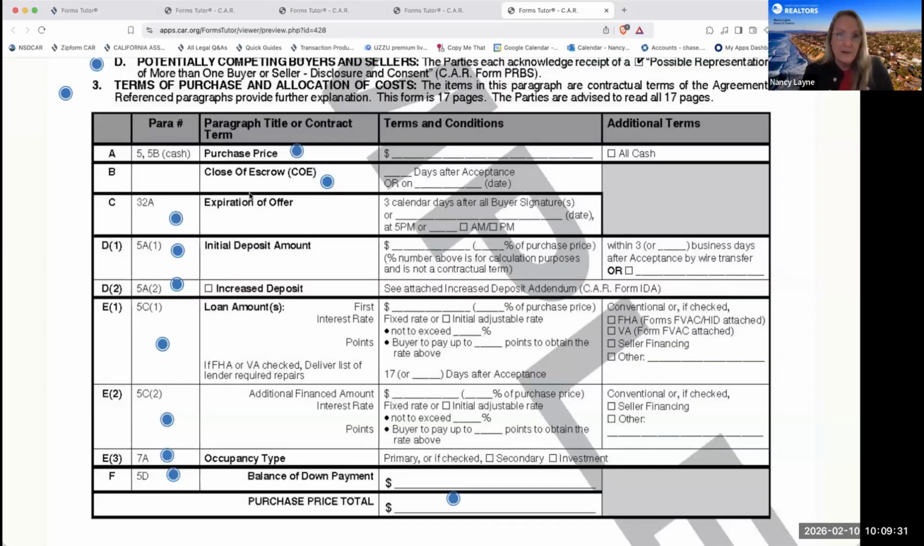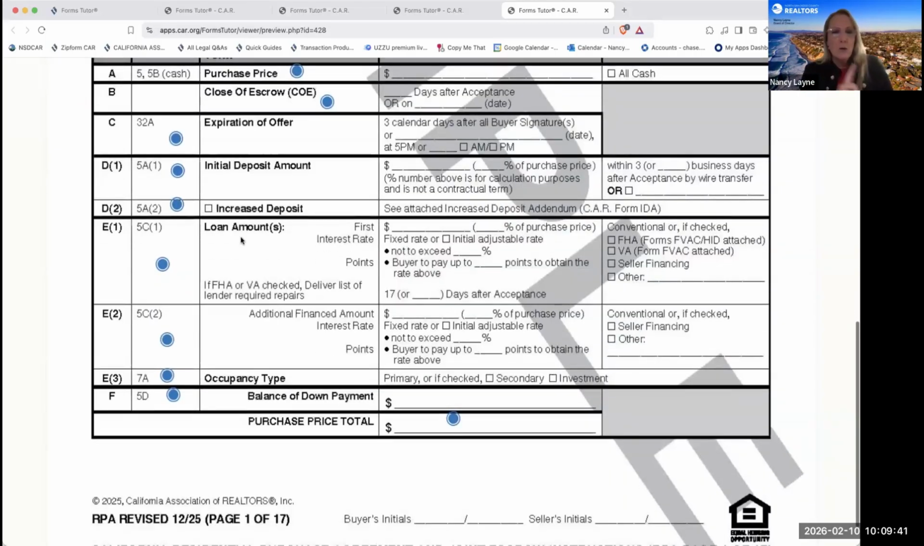Purchase price, self-explanatory. Close of escrow, how many days past acceptance, or on a date certain, obviously. Expiration of offer, all these things are very similar. Initial deposit amount. One thing that most people don't understand is that you do not need an initial deposit to create a contract. You need one to make the contract valid, in other words, close escrow on something. But an initial deposit is not required to make this a legal binding contract. You, for example, have VA loans where they have no money down, that kind of thing.